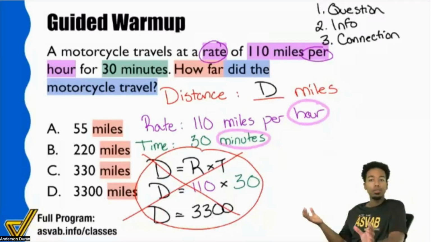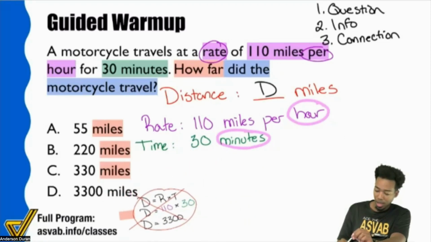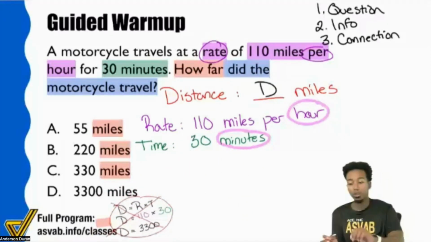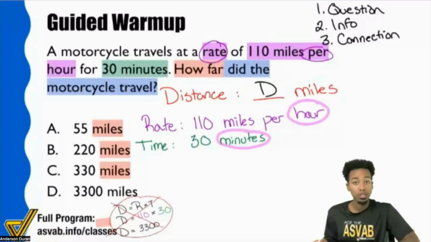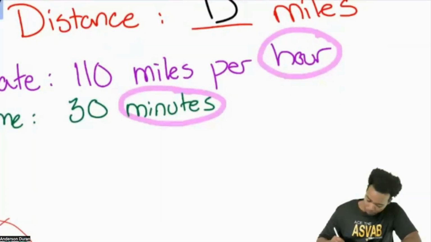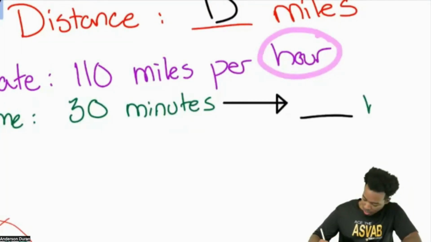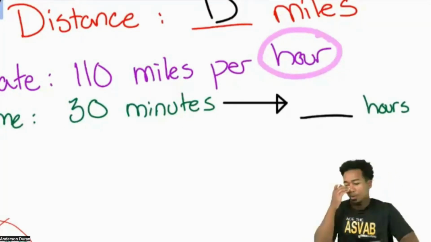You simply convert the units. We want to make sure that we take the 30 minutes and turn it into hours, okay? Excuse me, we want to convert the minutes into hours. So here's how we're going to take care of this. We need to make sure that we have 30 minutes, and we're going to go ahead and turn that into blank hours.